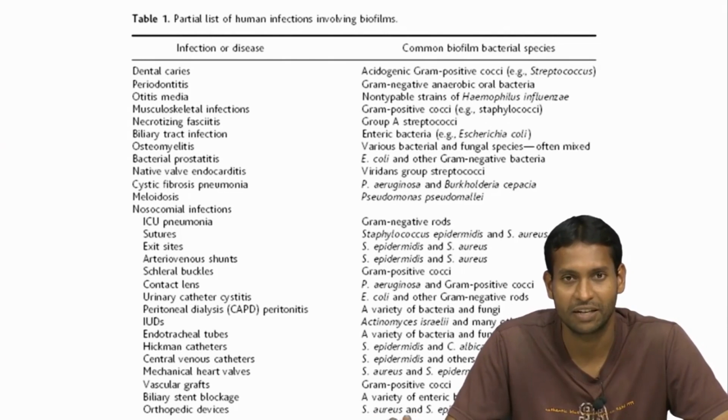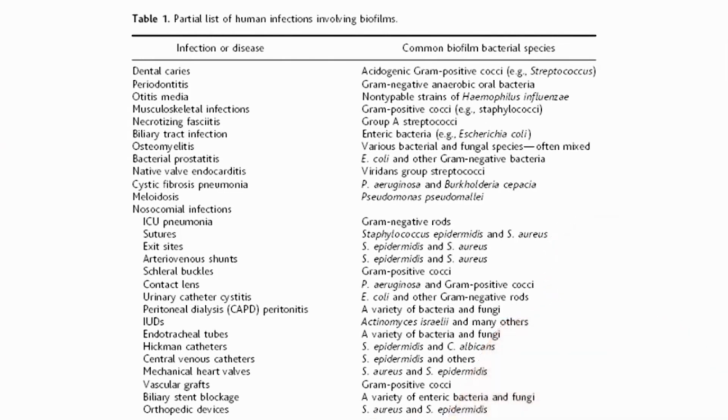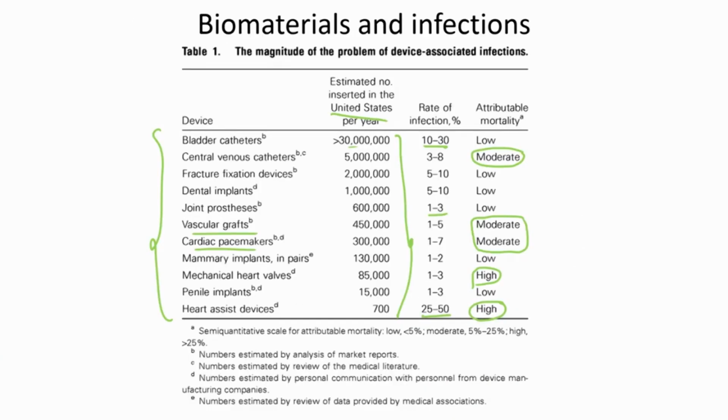Okay, again this is just for your reference. So, here is a partial list of human infections that involve biofilms. Actually, one thing that I want to point out in the previous slide is, if you notice here, most of these implants are things that stay for life, right. You are talking about heart assisted devices. As long as the patient is alive, it will need heart assisted devices. You are talking about bladder catheters, dental implants.